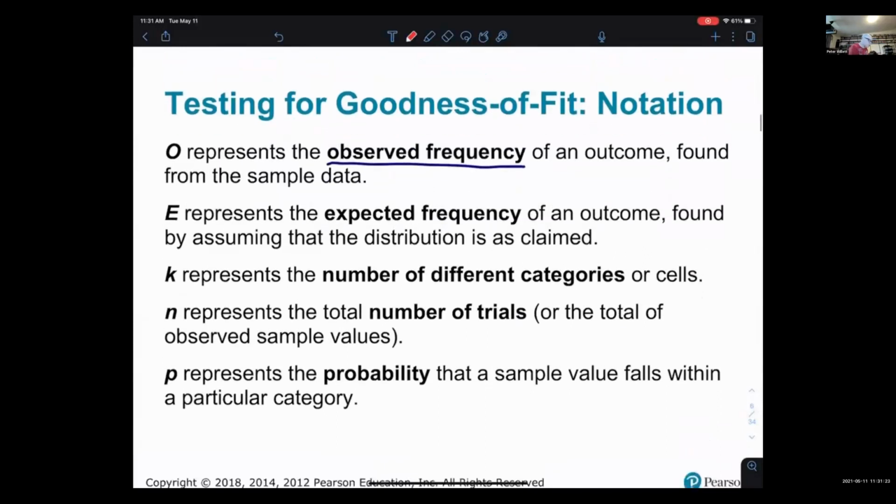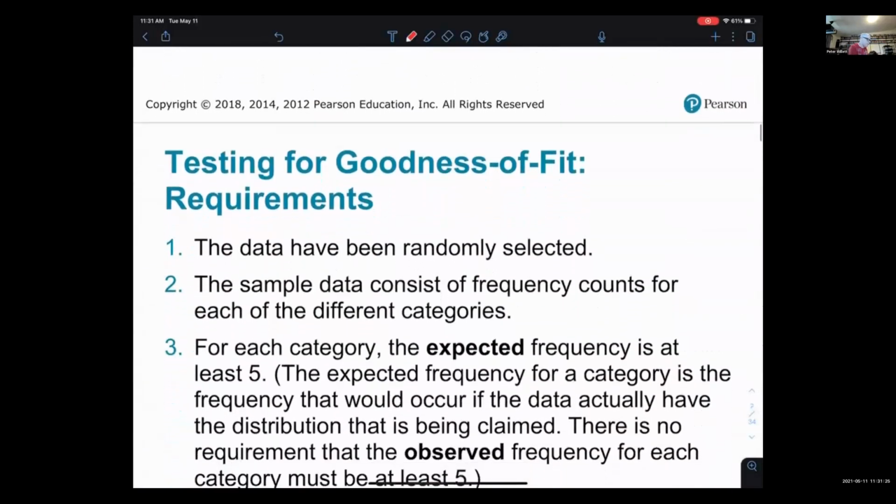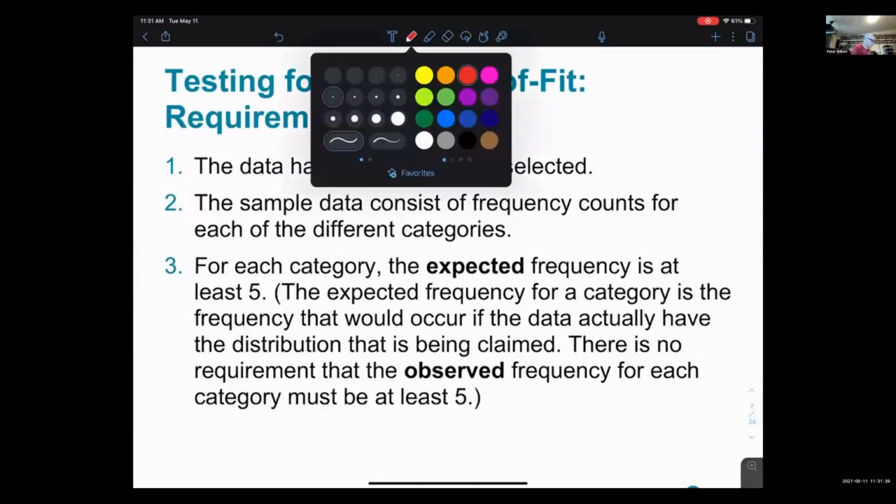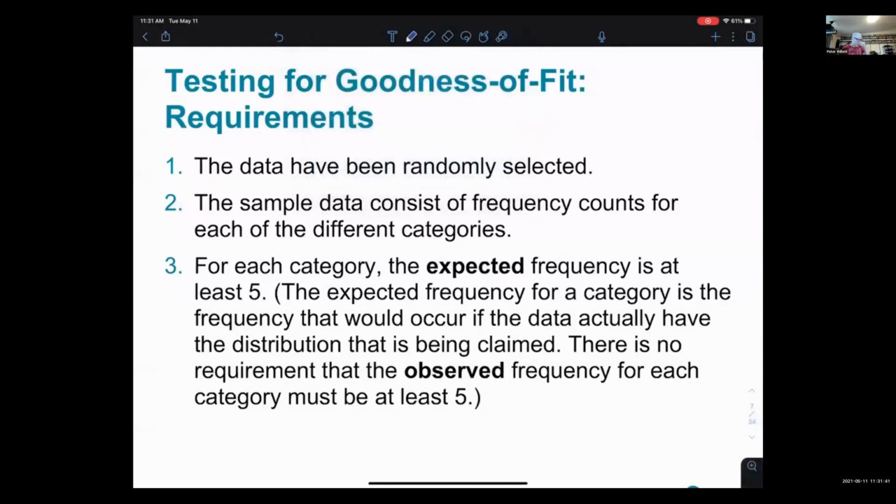So we'll hopefully warm up to these letters a little bit. As with all of our distribution analysis, we have some requirements that need to be met before the math makes sense, before the formulas can be relied upon and the results can be based on sound math. The data have been randomly selected. As usual, we need to do things randomly. Bad data is bad results.